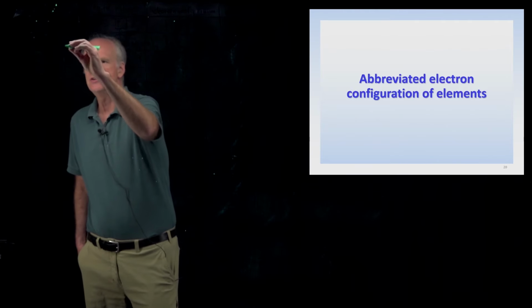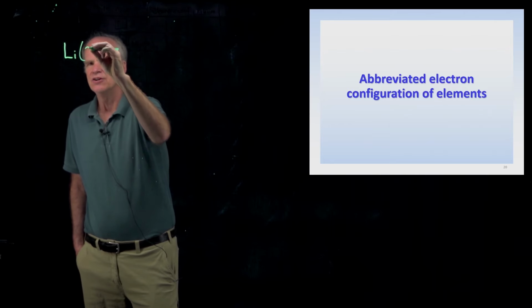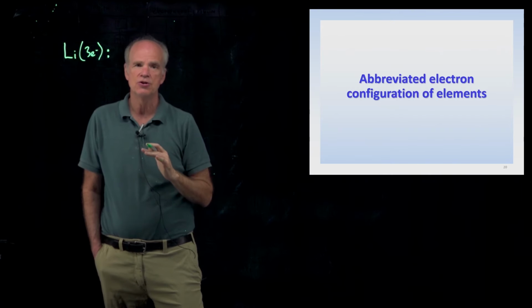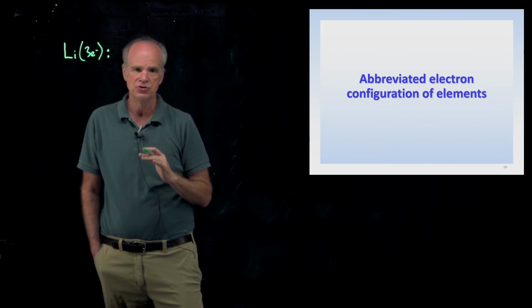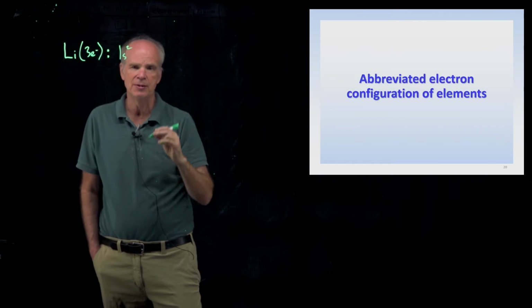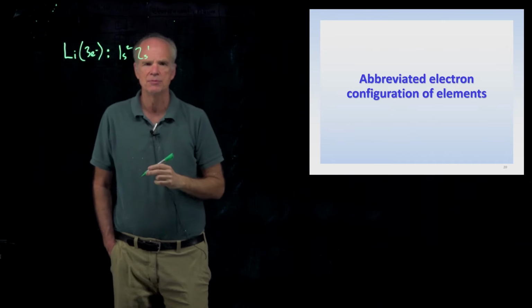Let's say you're looking at the lithium atom. The symbol for lithium is Li, and there are 3 electrons there. I'm hoping at this point you can write a correct electron configuration for the neutral lithium atom. We have 3 electrons, so the first 2 electrons go into the 1s sublevel, and then the next electron goes into the 2s sublevel.